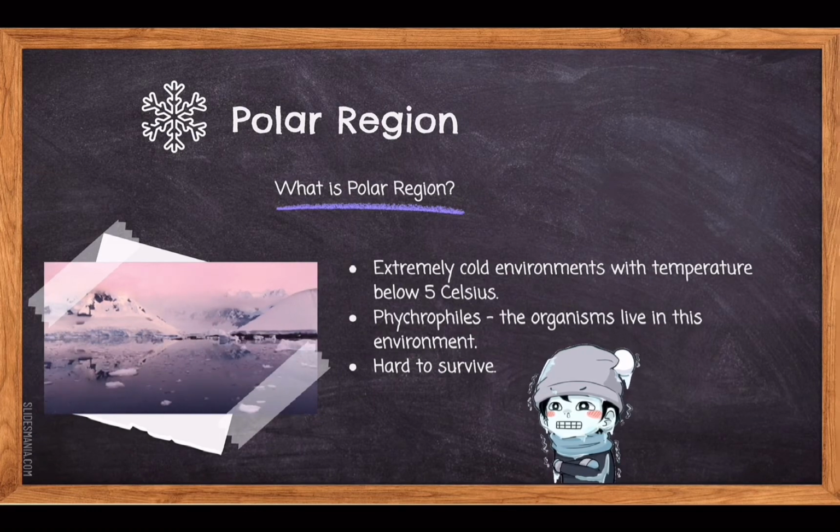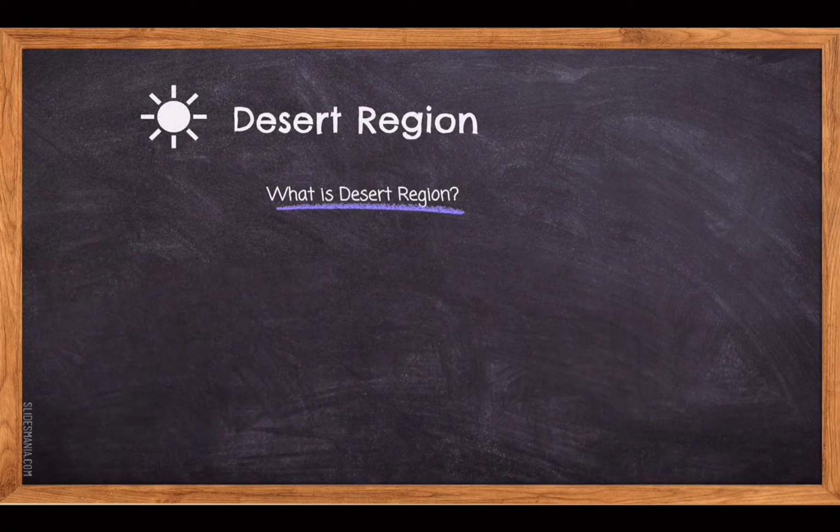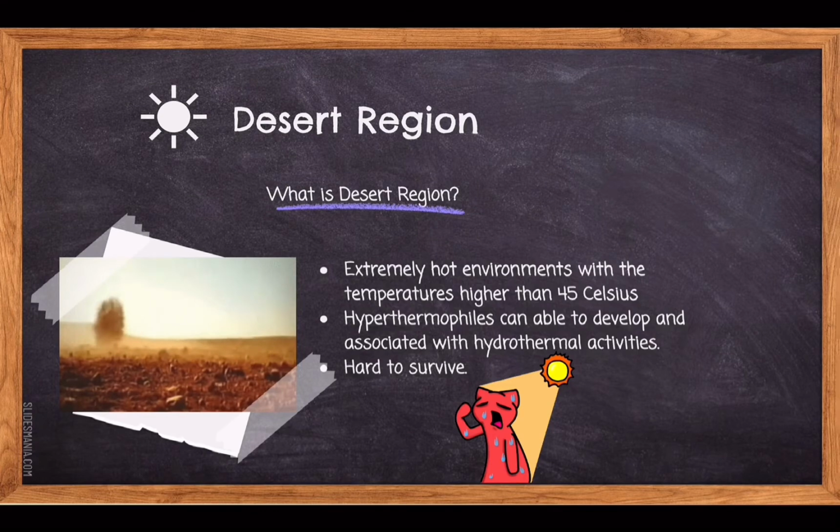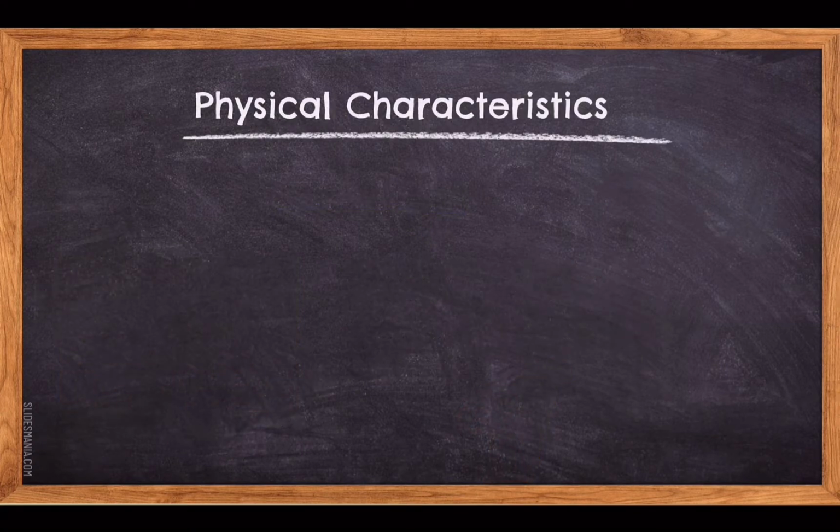Let's get to the second hardest environment to live or survive in, that is the desert region. Desert region, extremely hot environments that are characterized by regular temperatures higher than 45 degrees Celsius. Some microorganisms like bacteria, viruses, or even fungi are able to develop at temperatures higher than 80 degrees Celsius, and they are called hyperthermophiles. These organisms are associated with hydrothermal activity. Hydrothermal means relating to the action of heated water in the Earth's crust, for example, hot springs activities.